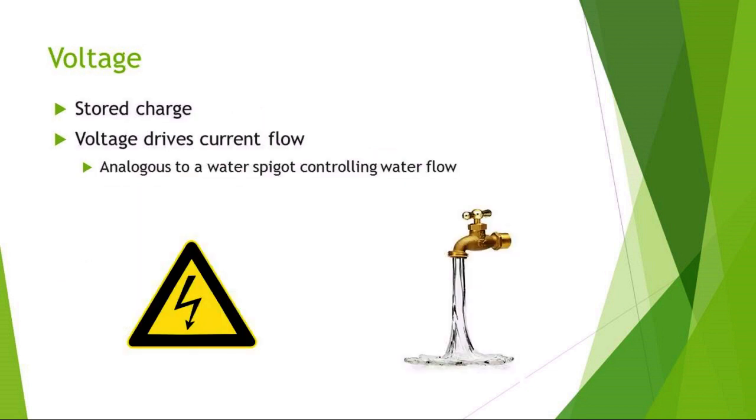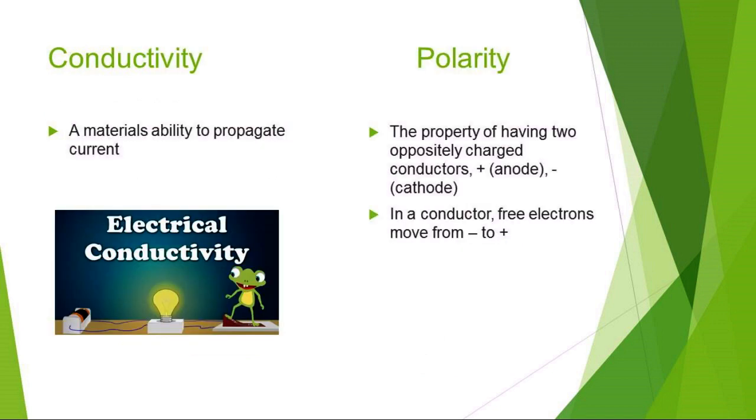So voltage is stored charge, and voltage drives current flow. You have to have stored charge, in other words, an excess of electrons somewhere, in order to have current flow. It's analogous to a water spigot controlling the water flow. If you have more voltage, you're going to have more current flow. If the spigot is on more, you're going to have more water flow.